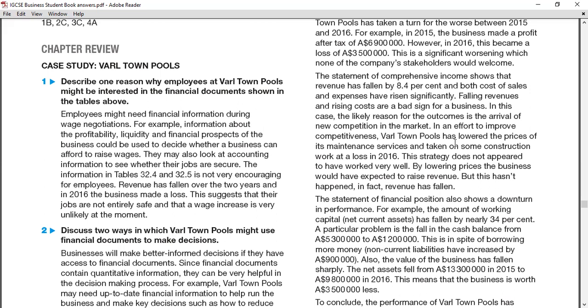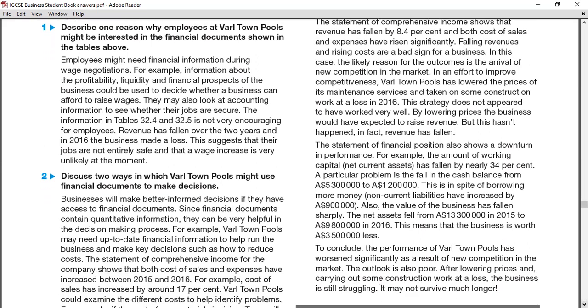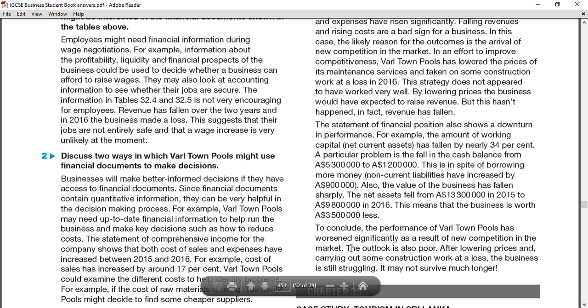That's the thing. So you can see this is the way that you have to apply your knowledge and application to the answer, and you have to write to the point with your evaluation and analysis part. I would also like to say the conclusion section is very nice. To conclude, the performance of Varl Town Pool has worsened significantly as a result of the new competition in the market. The outlook is also poor, right?